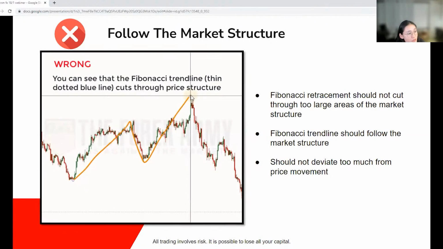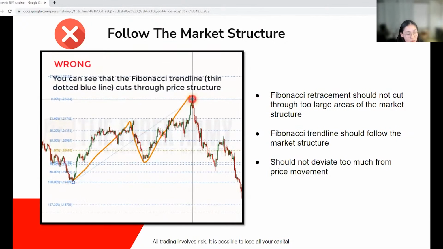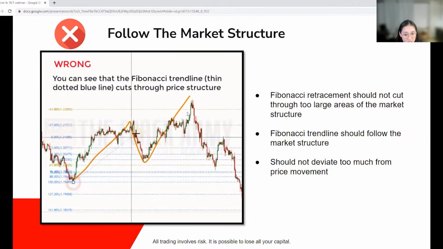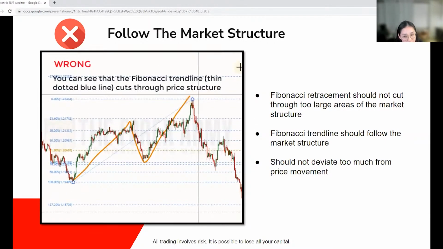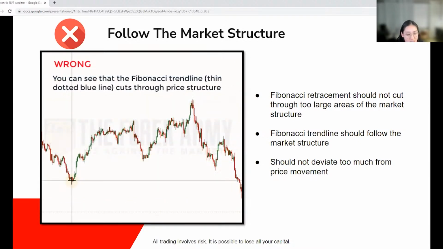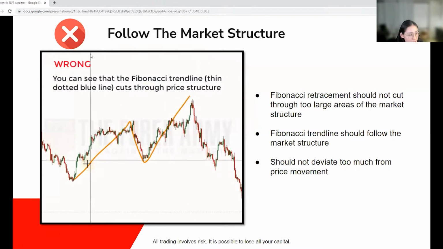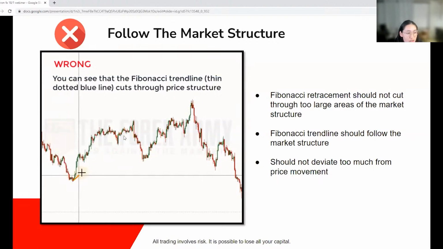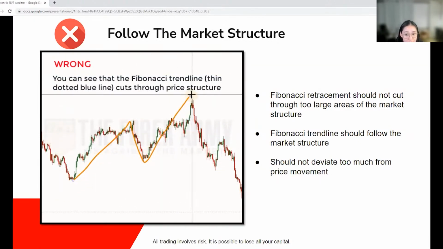You also want to make sure that you look for a very clear market structure. Fibonacci retracements should not cut through too large areas of the market structure. You definitely can, but it shouldn't deviate too much from the price movement. In this case, there is a zigzag structure, and the retracement drawn here cuts through the market structure, which makes it less effective. When drawing your trend line, make sure it doesn't deviate too much. Here, our starting point is here and our ending point is here, which cuts through a very large area of the price movement.